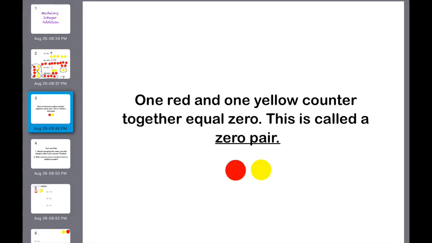What's really important to remember, especially when we are adding a negative and a positive number, is that we have to make zero pairs. The way we make zero pairs is 1 red and 1 yellow counter together. They equal 0. They cancel each other out. This is called a zero pair. So you have to cancel out one of your negative or positive numbers so that all you have left is a positive or a negative solution. When you have both positive and negative counters, you don't know what your solution is. You don't know if your answer is negative or positive.